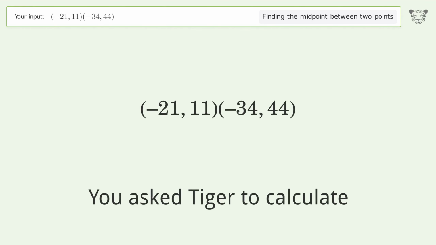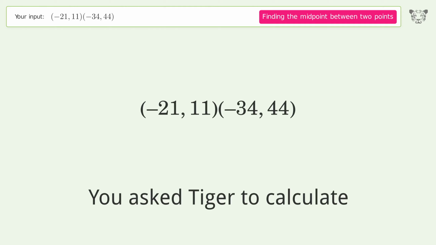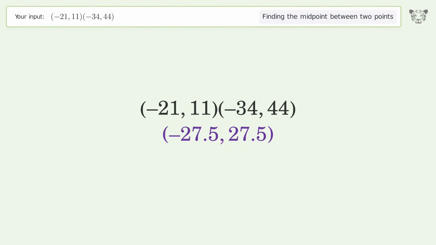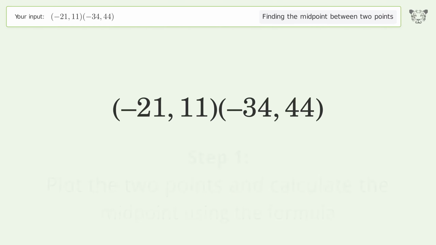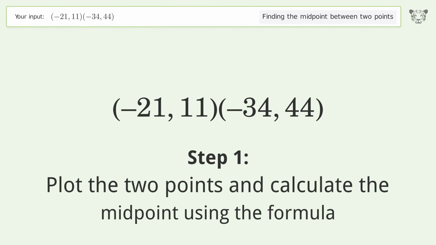You ask Tiger to calculate. This deals with finding the midpoint between 2 points. The midpoint between the 2 points is negative 27.5, 27.5. Let's solve it step by step. Plot the 2 points and calculate the midpoint using the formula.